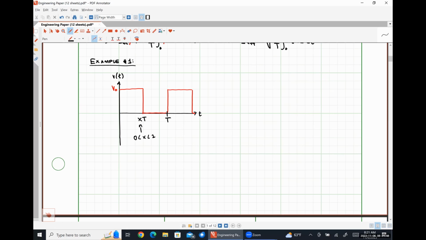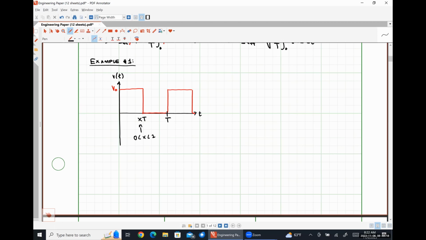So if x were 0.9, then 90% of the time our signal would be at V naught. The other 10% of the time it would be at 0 volts. If our duty cycle were 25%, 1/4 of the time our voltage would be at its peak value, and then the other 3/4 of the time our voltage would be off. 50% of the time we have just simple rectangular pulses where half the time it's on, half the time it's off. Okay.